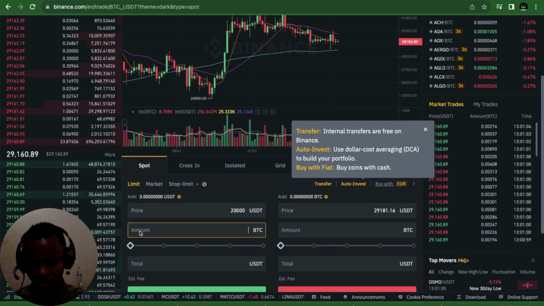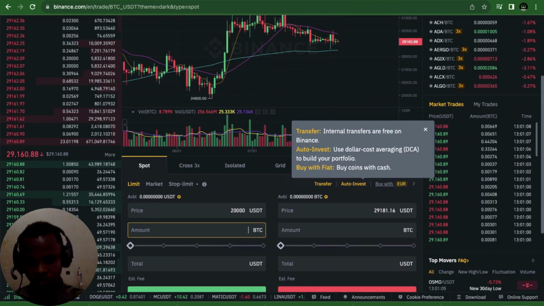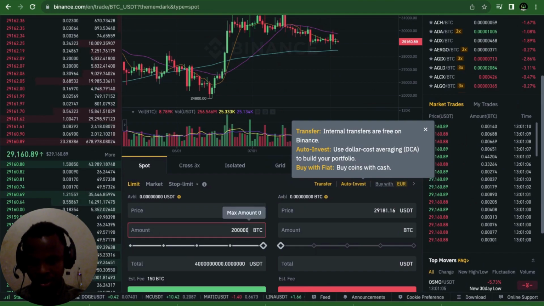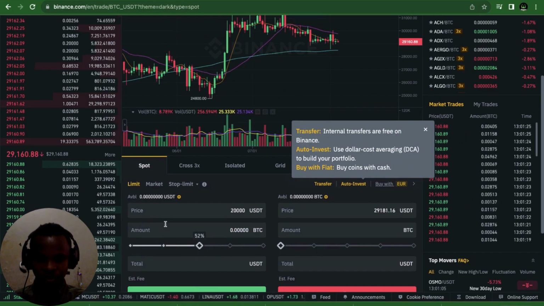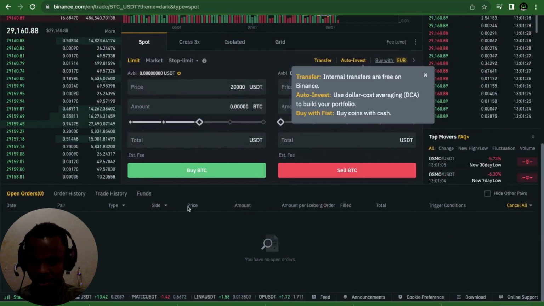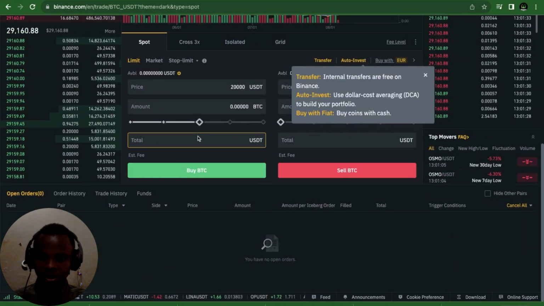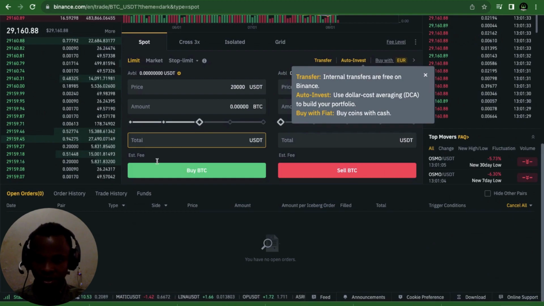We input the amount of BTC we want. Let's say we put in 2 million BTC. Obviously, I don't have that amount of money in my wallet. You can also slide here if you don't want to input the number, and just select by percentage of your portfolio. You select 50%, and 50% of whatever you have in your portfolio will be shown. The next thing displayed is the total amount, then the fee, and next is buy.